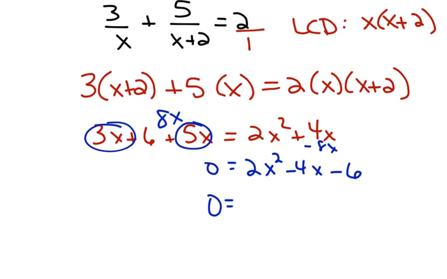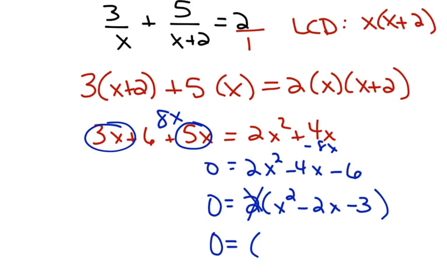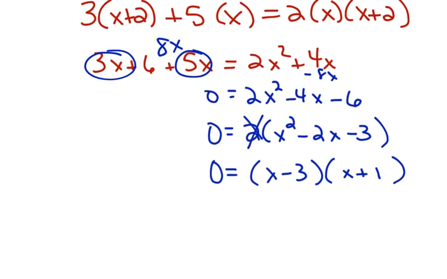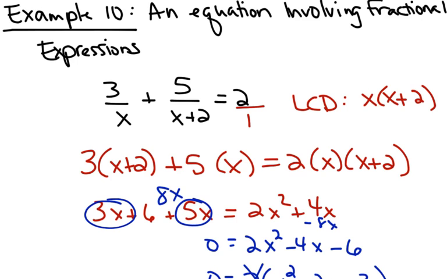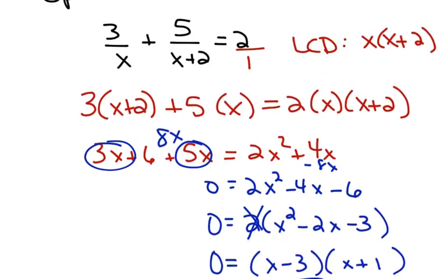One way of doing this, you can graph it, find where it hits the x-axis. You can put in the quadratic formula. You can notice that everything is divisible by 2, which means that this no longer matters, and I can easily factor x squared minus 2x minus 3 into x minus 3, x plus 1. And using the zero product property, I find out that x is equal to 3 and x is equal to negative 1.